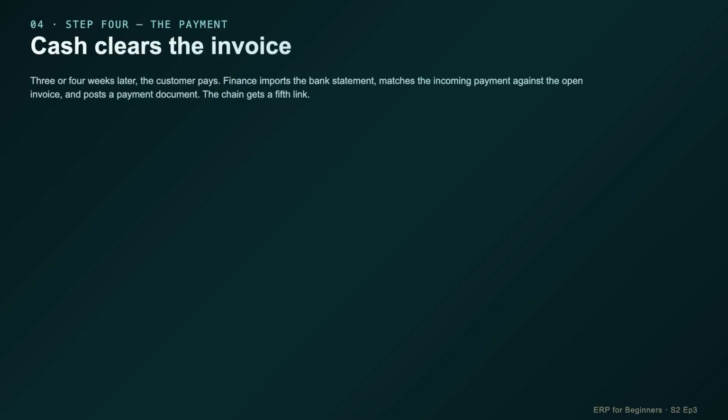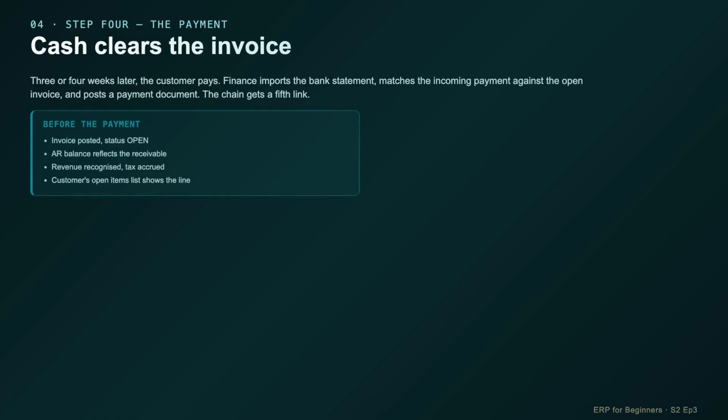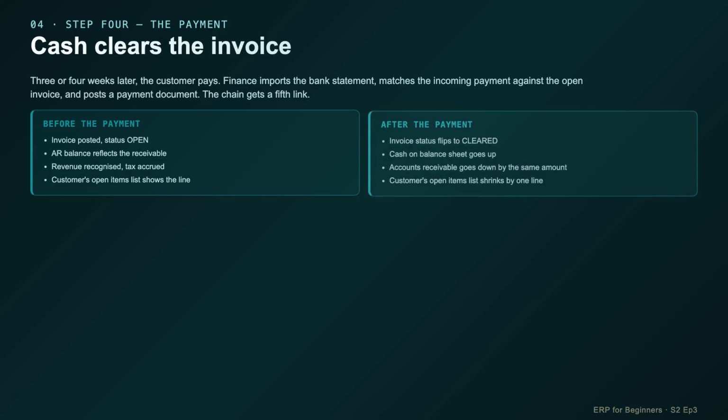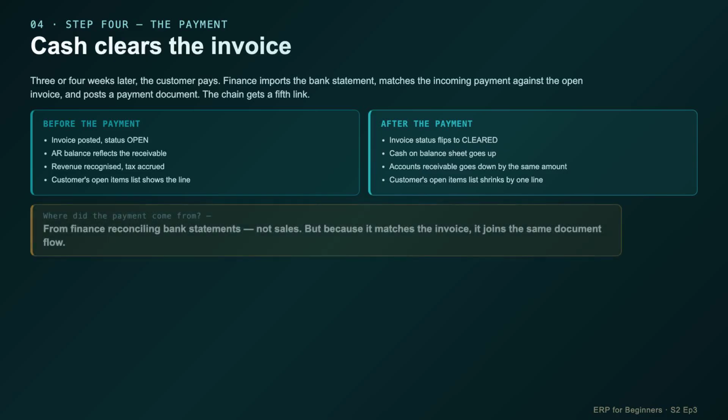Three or 4 weeks later, the customer pays. Their bank transfer hits the company's account. Finance imports the statement and matches the payment against the open invoice. This is the first step that didn't originate in sales. It came from finance reconciling bank statements against AR. But because the payment matches the invoice, it joins the same document flow. The invoice flips from open to cleared. Cash goes up, receivables go down, 5 links now.